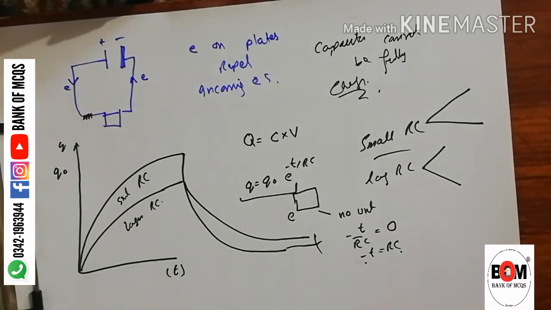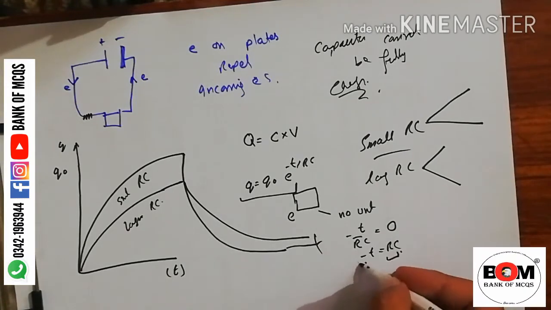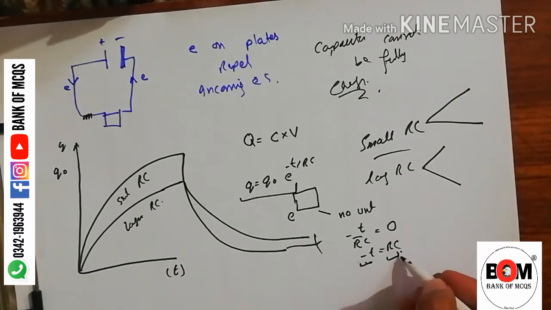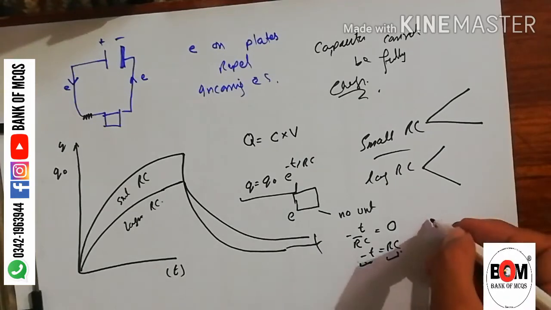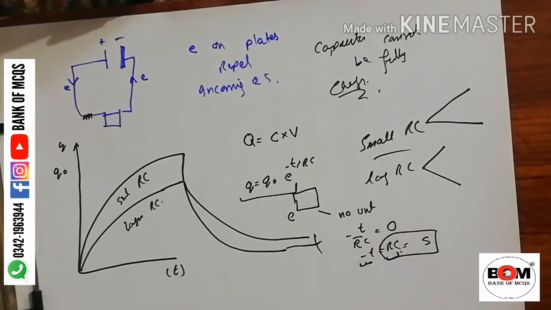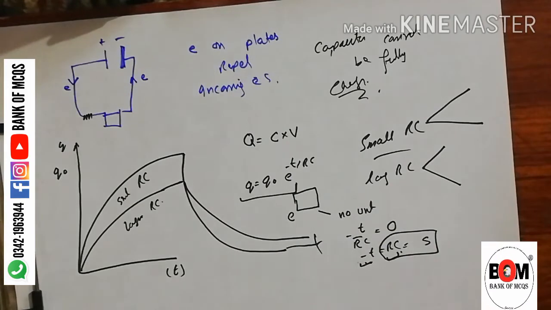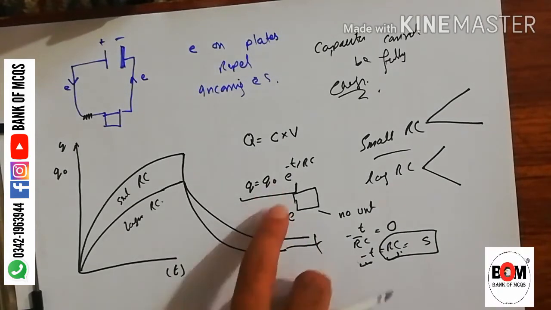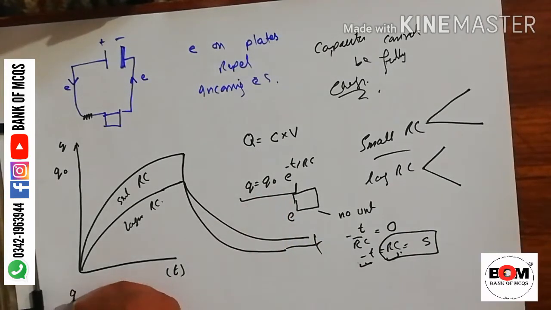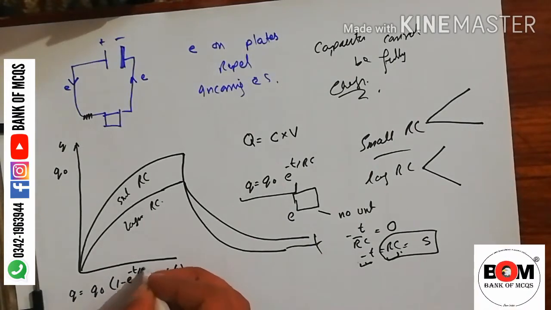Now for an equation, if there are two sides, these two must have the same unit. So the unit of t is the same as the unit of RC. So the RC unit is time, second. So the RC unit is second, where RC is called the time constant. Now this is the equation for discharging. For charging, we use the equation Q is equal to Q naught into 1 minus e to the power minus t divided by RC.